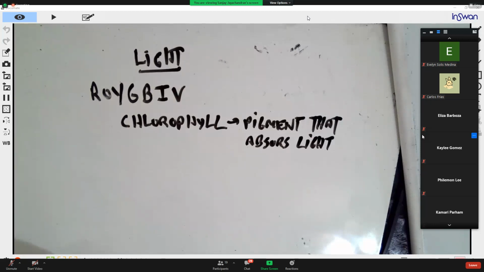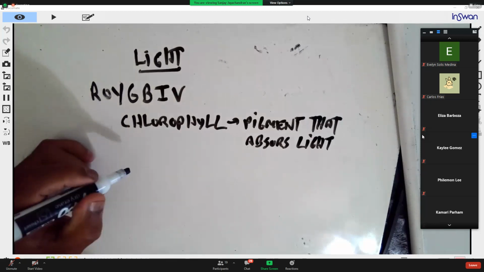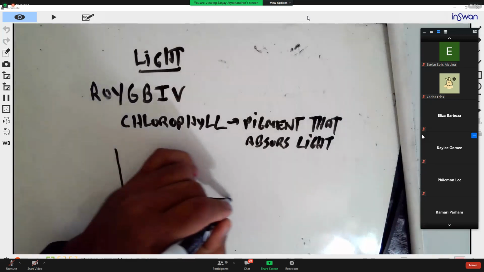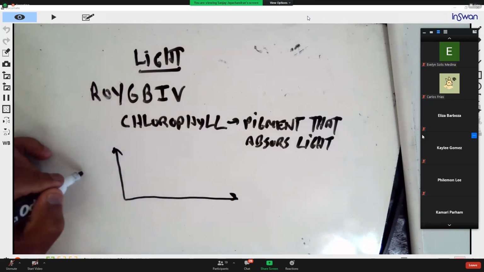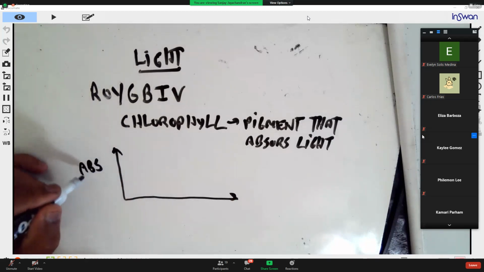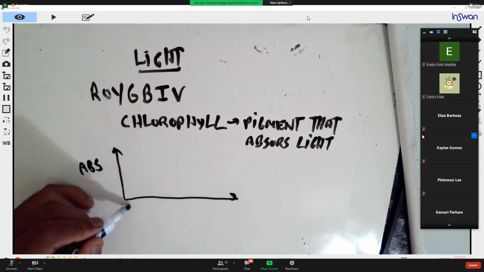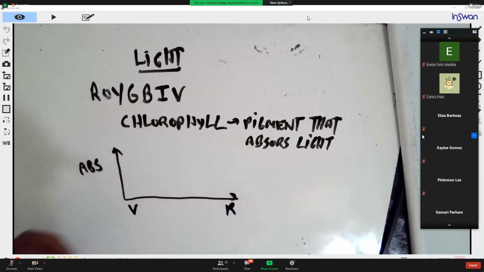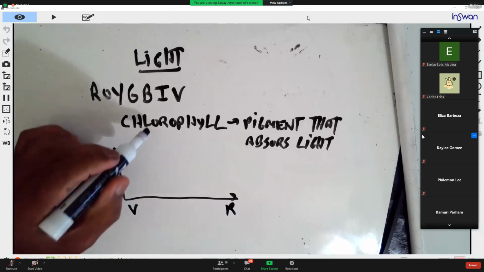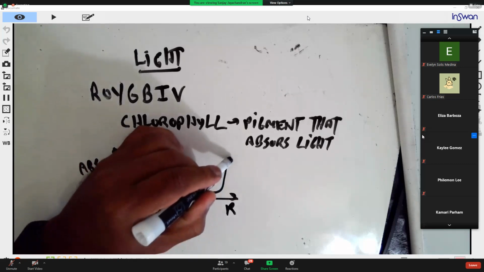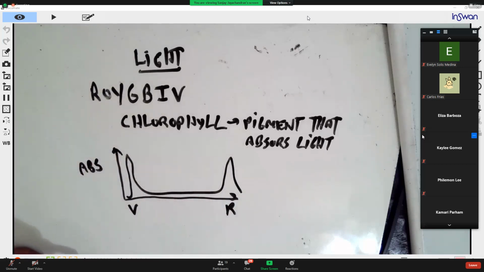If I were to plot the absorbance, so ABS means absorbance of chlorophyll, and the different lights here from violet to red, I'll find that chlorophyll absorbs mainly in the blue-violet and red-orange range. Where it doesn't absorb well is in green, right?